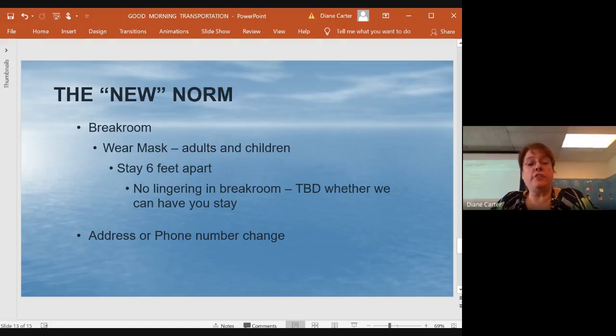Okay. Addresses and phone numbers. The fact that I'm a few people shy for this meeting, I don't know if we've got all the address and phone number changes. If you did not get a call from me, but somebody else told you about the meeting when they were calling in, letting you know that we were picking the routes later.